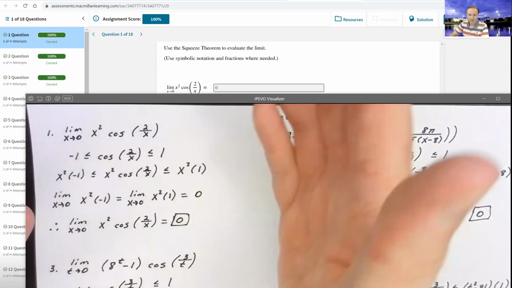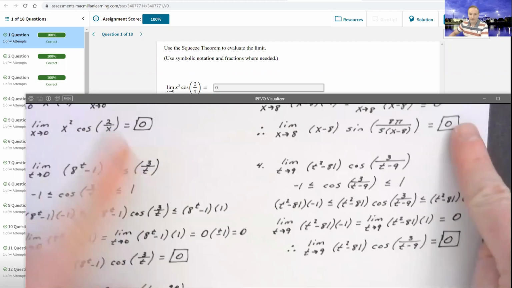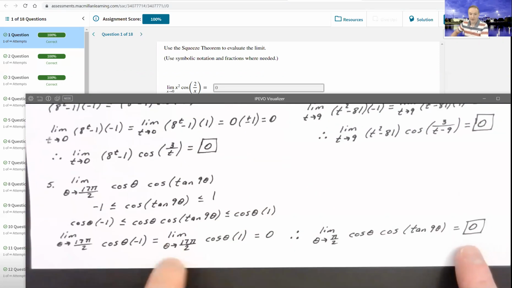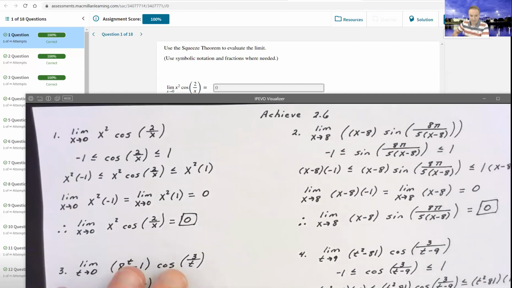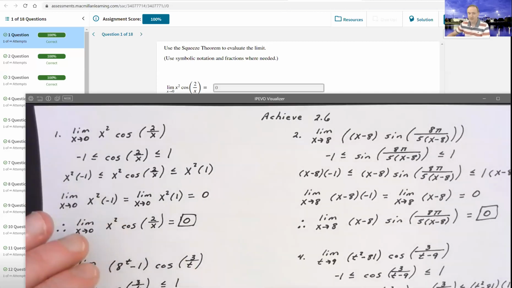So the first few problems, you'll notice, hey, look at the answers: 0, 0, 0, 0, 0. So I think that at least the first 5 problems you can get through super quick by just putting in 0, because your answers will be the same as mine. But please make sure you understand the concepts behind the squeeze theorem in each of these problems.